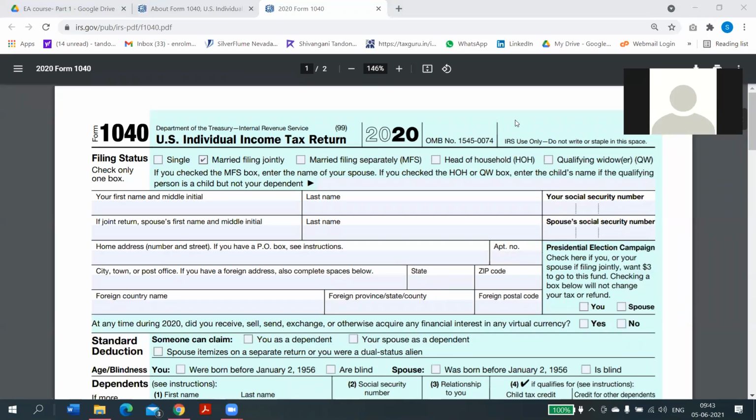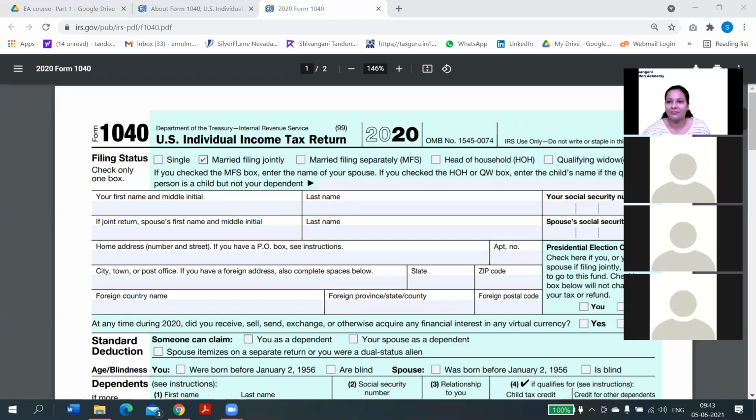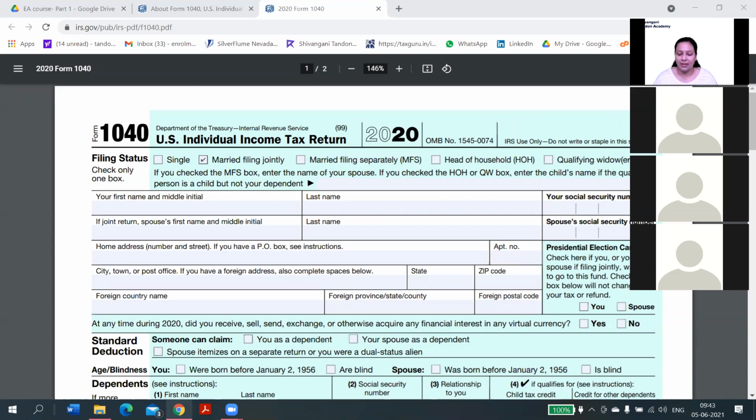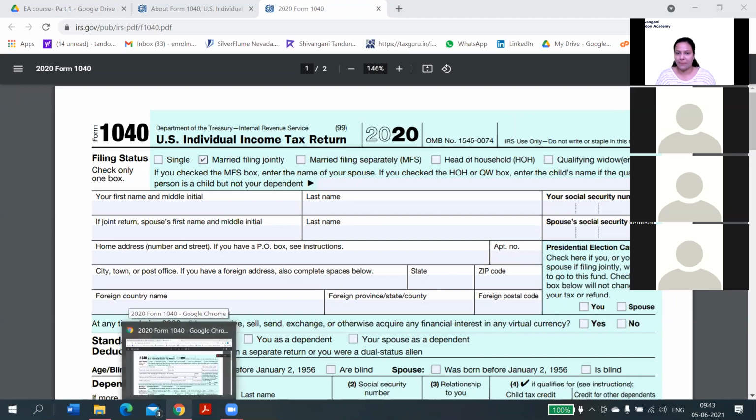I think it was a very good session to start with. And obviously, we do not often see, even if we have work experience, much of qualifying widow, the rules and everything. So it was a very good brush up of the filing status. Thank you. Thank you. Thank you.